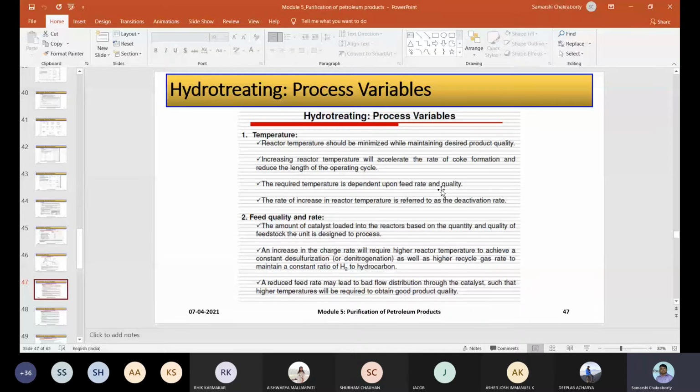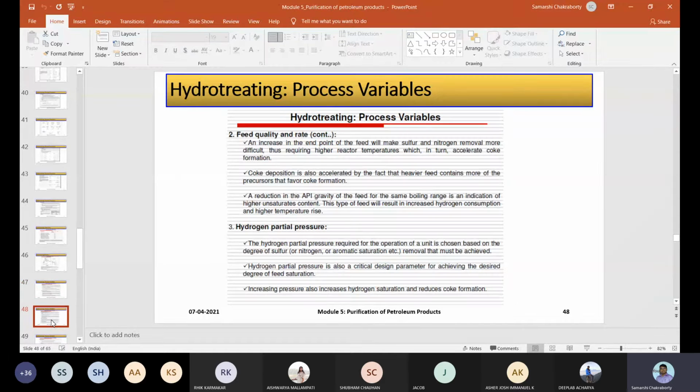So you also cannot reduce the feed rate to a significantly lower level, or else that might affect the distribution of the catalyst within the reactor itself. Under those circumstances, you may have to operate your reactor at a higher temperature, but higher temperature operation will have its own demerits. So feed rate as well as feed quality plays a significant role in the performance of your hydrotreating process. Now, this is the hydrotreating process only, continuing.